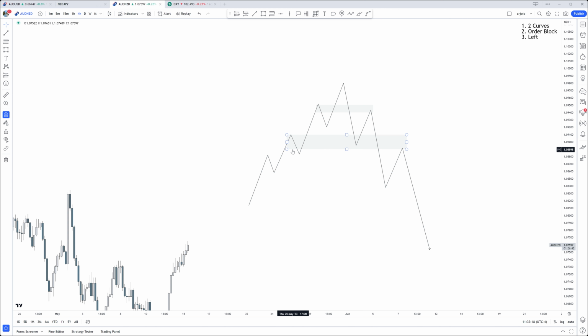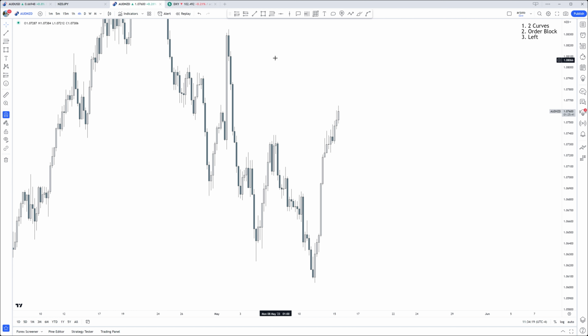So you always look to the left to spot your reclaimed order blocks, because we have two curves, and on the left side, that first curve, whatever that is, that's where the reclaimed order blocks will be. All right, now let's dive into some real chart examples.